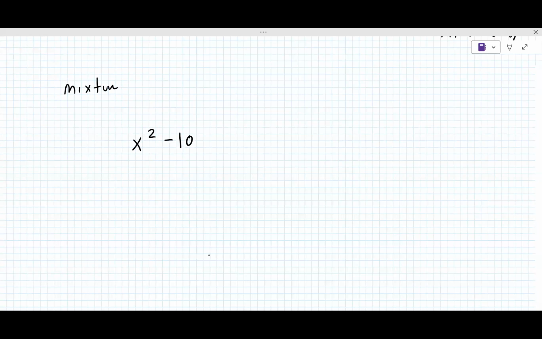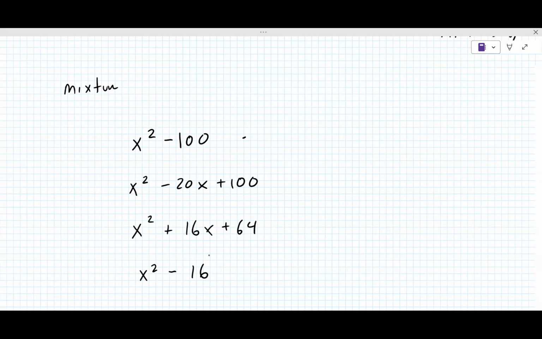Okay, so the challenge here is when I mix them up, meaning I give you some of each. That's where the real challenge is. So if I give you x squared minus 100, x squared minus 20x plus 100, x squared plus 16x plus 64, x squared minus 16. Can you distinguish between the two types that we've been doing?